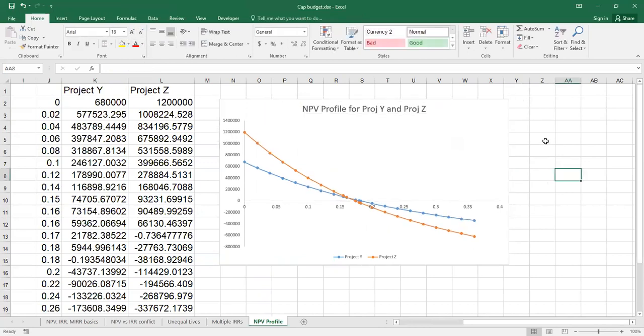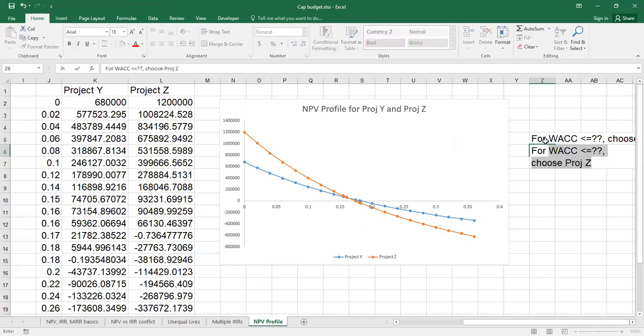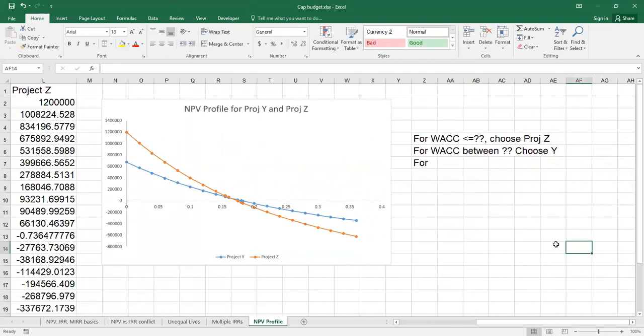Okay, so conclusion natin for WACC less than or equal to, Project Z. For WACC between, blank, use, for. Okay, direkta muna. Okay, ang question kasi, kailan natin pipiliin si Z?